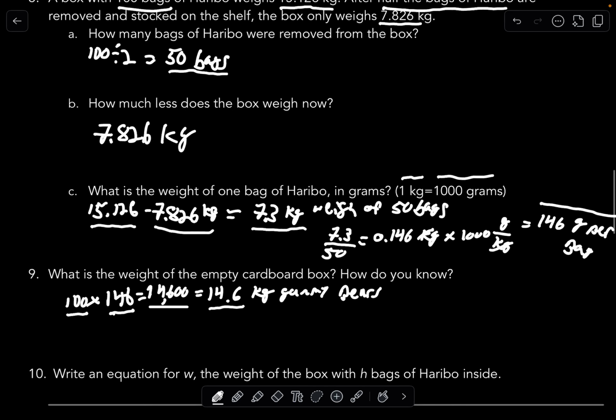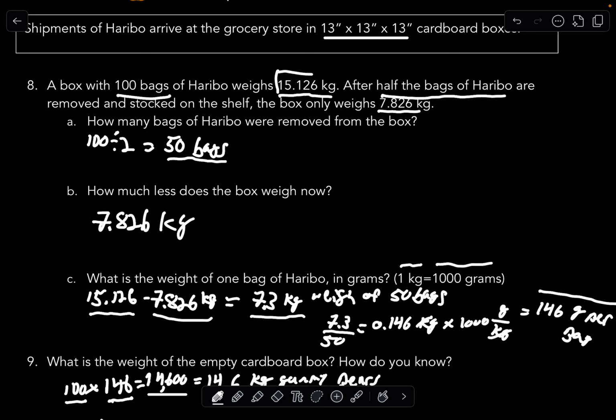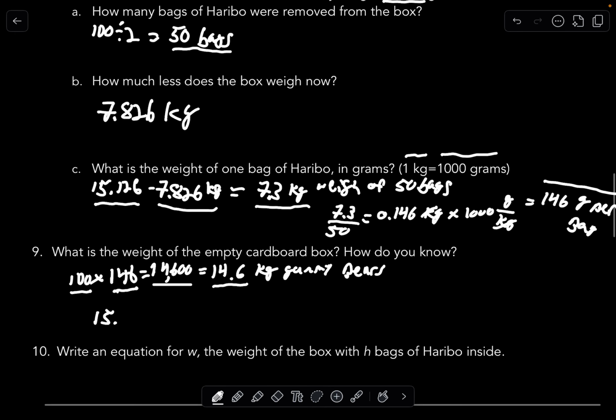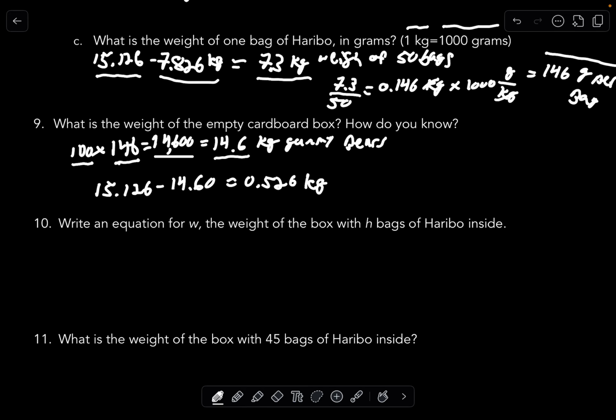And then we know that the actual weight was 15.126 for 100 bags. So we find the difference between those two: 15.126 minus 14.6 gives you 0.526 kilograms. So it's 0.526 kilograms. That's the weight of the box.